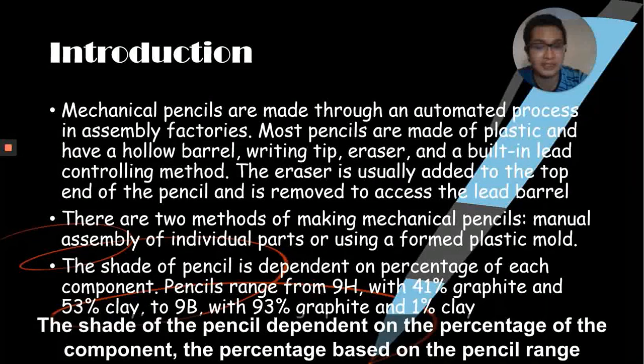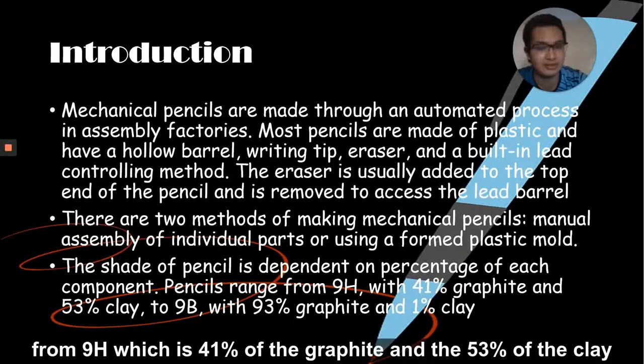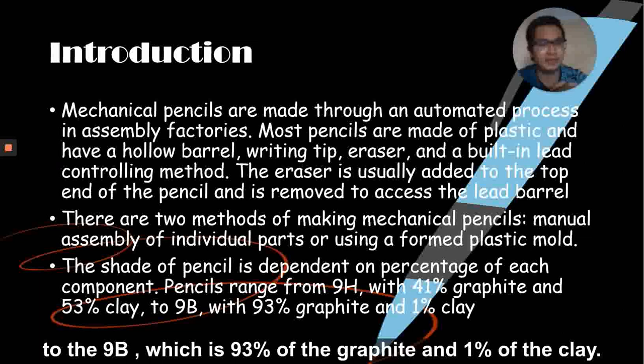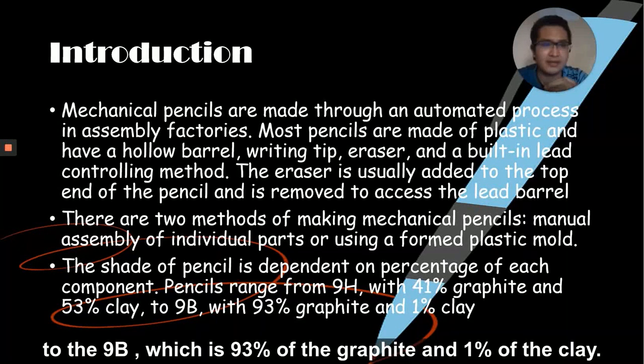The percentage based on the pencil ranges from 9H, which is 41% graphite and 53% clay, to 9B, which is 92% graphite and 1% clay.